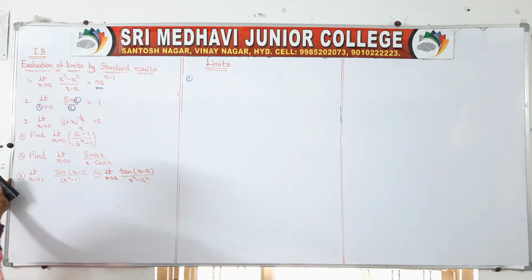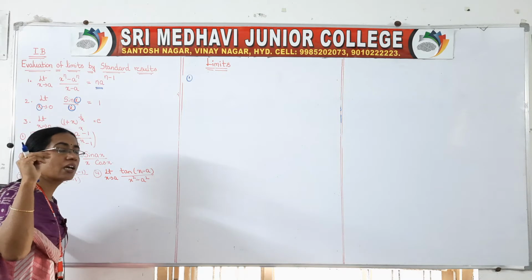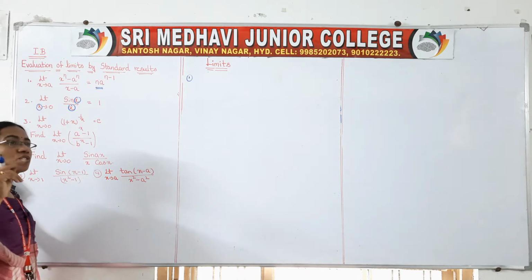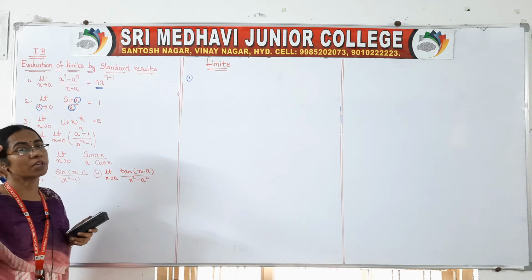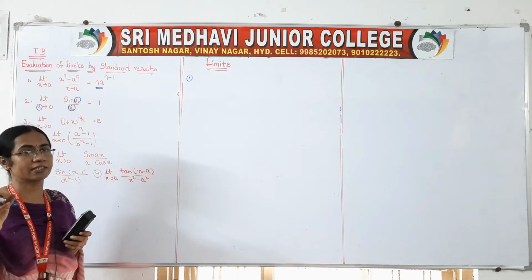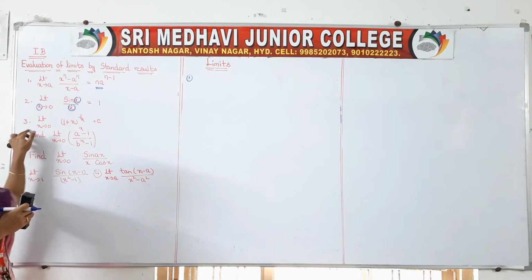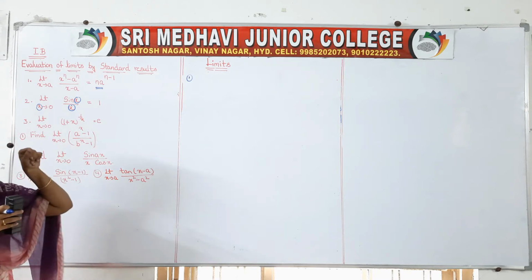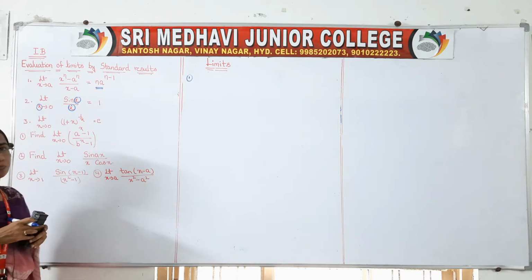Already in the previous class you got two formulas. What are those two formulas? Limit x tends to 0, e to the power of x minus 1 by x is equal to 1, and limit x tends to 0, a to the power of x minus 1 by x is equal to log a base e. Already you got two formulas, standard results, right? Now you got these standard formulae. Now we will use these standard formulas while solving our problems.